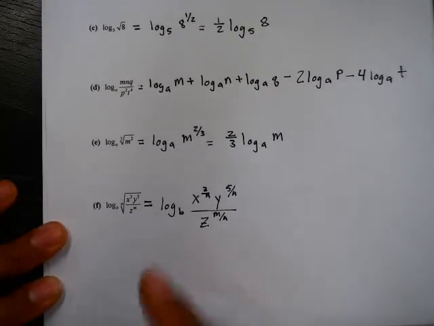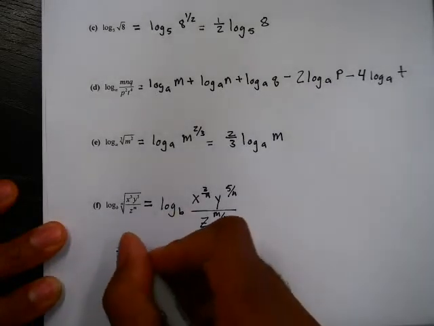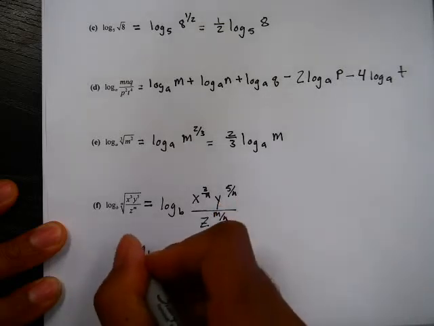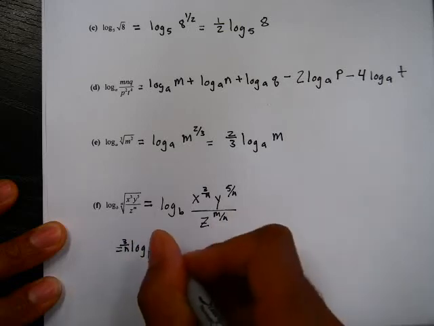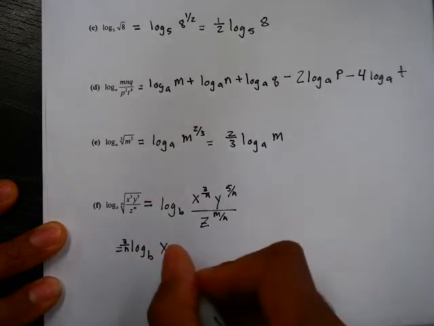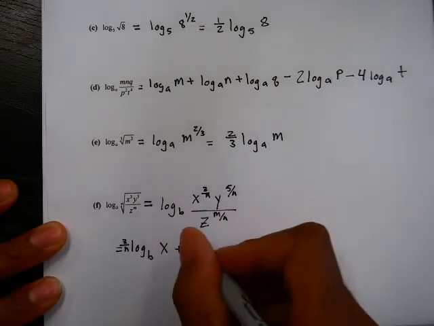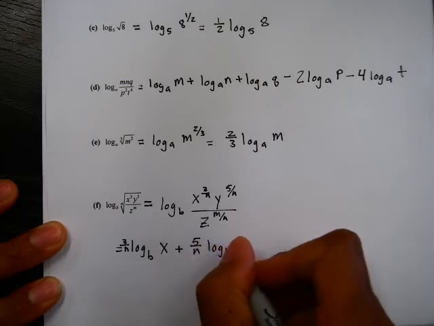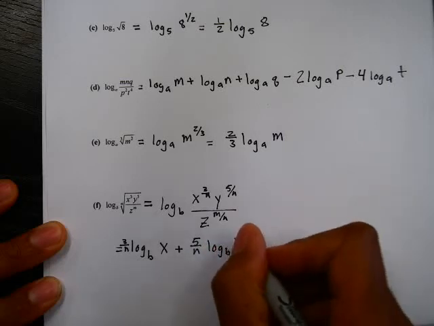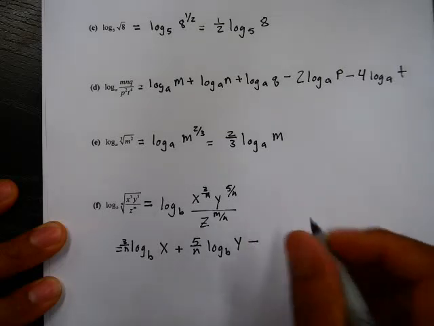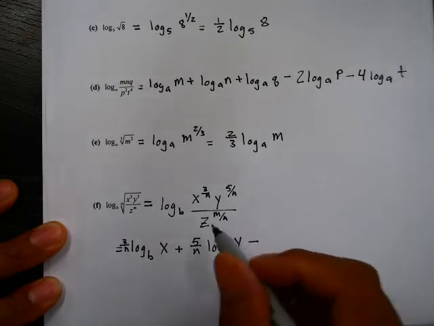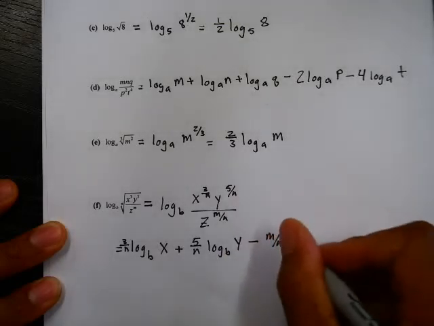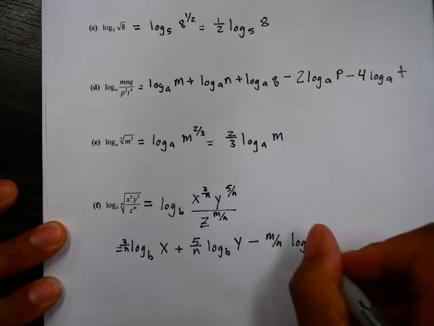Now, I can write out my logarithm as log base B. 3 over n goes to the front, and x is my argument, plus, because I'm still at the top, 5 over n comes to the front, and that'll be log base B of y, minus, because I'm going to the bottom, to the denominator, m over n log base B of z.